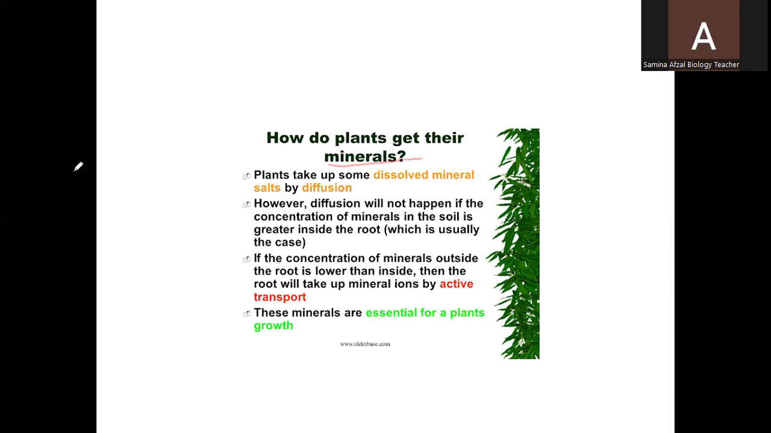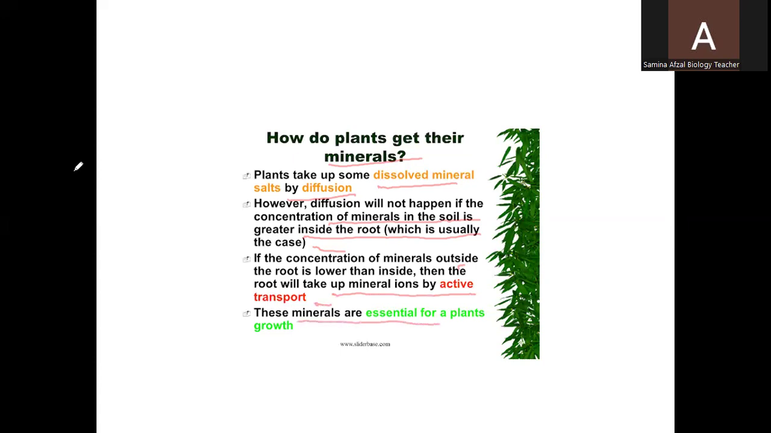So sometimes when there is the equilibrium between the concentrations on both sides, then at that time the mineral salts will move by the process of diffusion. So dissolved mineral salts move by diffusion. However, diffusion will not happen if the concentration of minerals in the soil is lower than inside. That is, they will move from lower concentration towards the higher concentration. If the concentration of minerals outside the root is lower than inside, then the root will take up mineral ions by active transport.